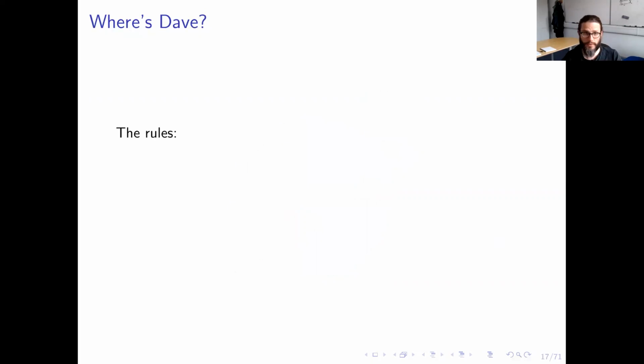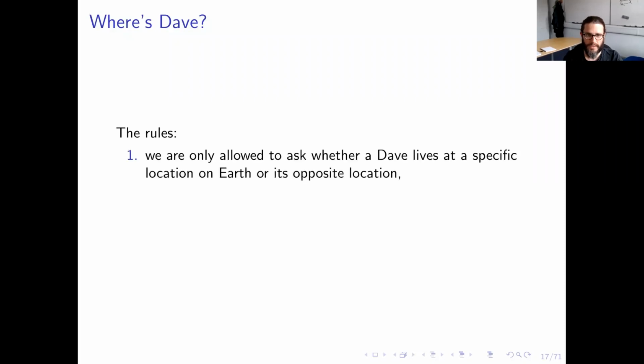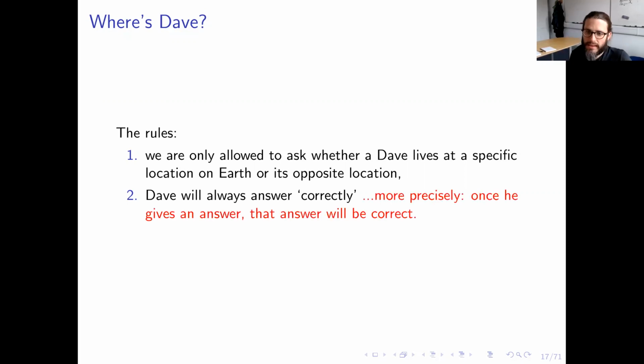The rules of measurements, using this kind of language of being at places in the world, are that we're allowed to ask Dave whether he lives at a specific location on Earth on the sphere or its opposite location. Dave will always answer correctly, with scare quotes around "correct," meaning that as soon as Dave gives an answer, that answer will be correct. In other words, as you'll see in a bit, once Dave gives an answer, his state may actually change to make his answer correct.